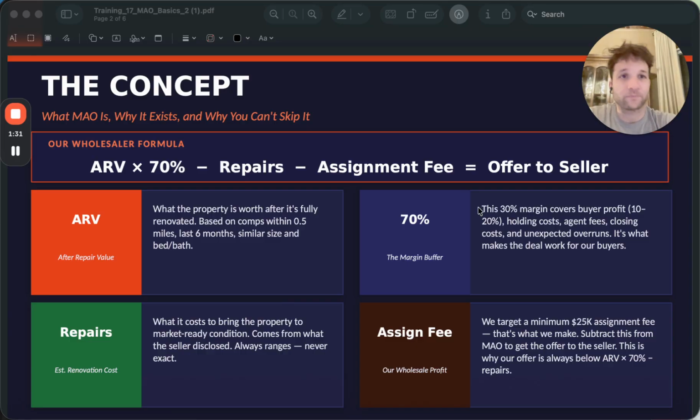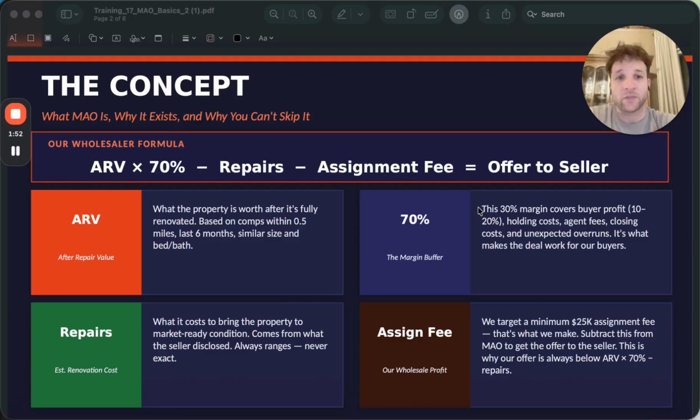So repairs. We just went over the presentation on repairs. But basically, it's what it costs to bring the property to market ready condition. So I like to say 2026 standards. It comes from what the seller discloses, and it's always ranges, never exact. Then we have our assignment fee. This is our profit. So we target a minimum $25,000 assignment fee.